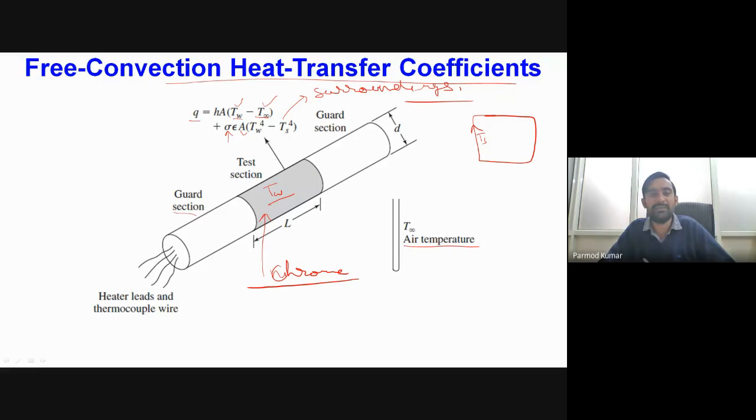In that case, we will have the dominance of convective heat transfer, and the radiative heat transfer will be negligible in comparison to convective heat transfer, and then we can neglect this radiative heat transfer term from our governing equation. Okay, so this is how we can determine the value of h, and obviously this heat flux we already know from our voltage into current measurement. So we will be able to determine the value of the heat transfer coefficient.